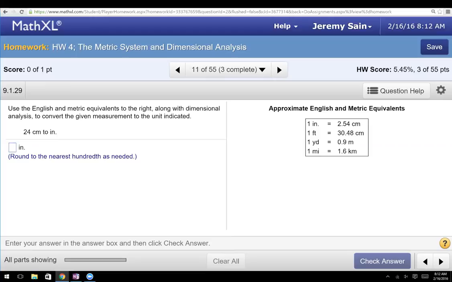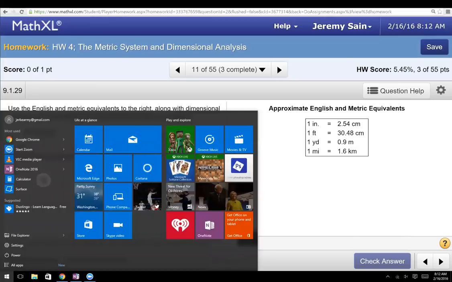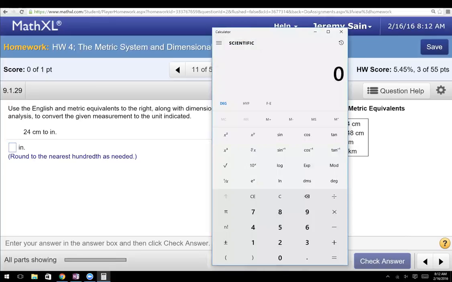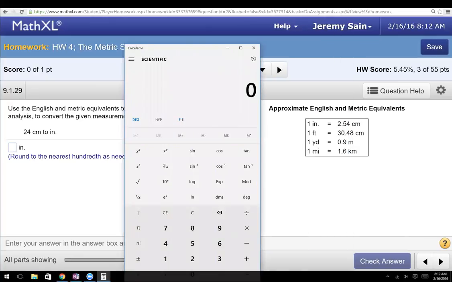But okay, so again, we're going from a small unit to a big unit. Since an inch is bigger than a centimeter, our number needs to get smaller. So am I going to divide by 2.54 or multiply? Yeah, I'm going to divide. So grab my calculator. 24 divided by 2.54. Boom. 9.45.